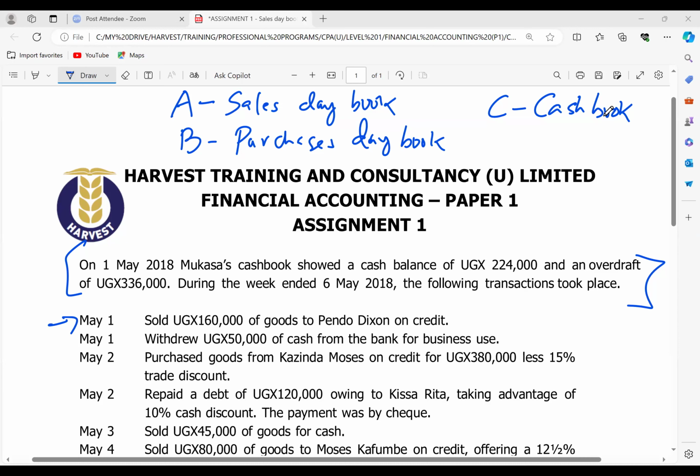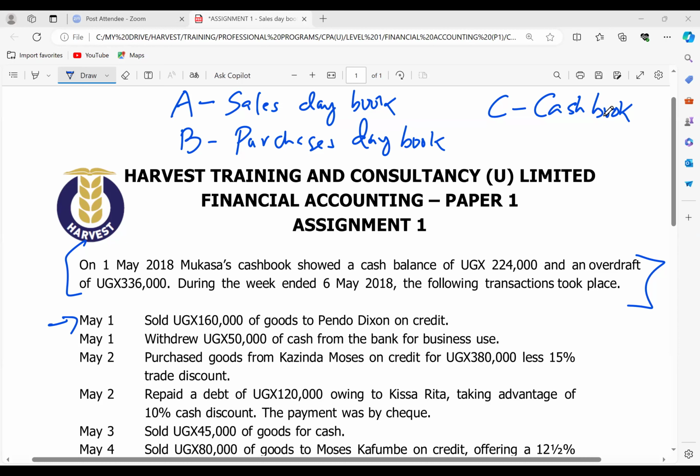1st May, sold 160,000 of goods to Pendo Dixon on credit. So is the answer A, B, or C? Sold 160,000 of goods to Pendo Dixon on credit. So are we going to record in the sales day book? Are we going to record in the purchases day book? Are we going to record in the cash book?